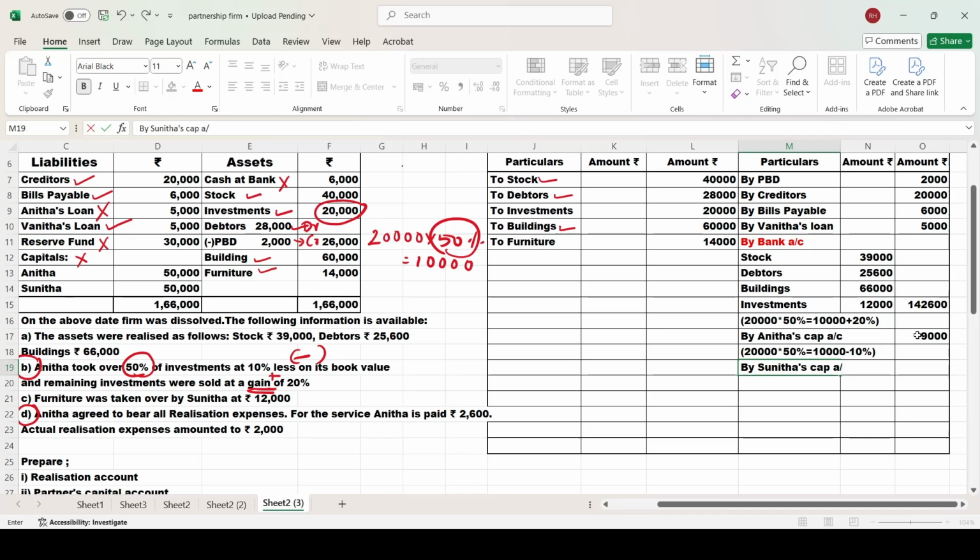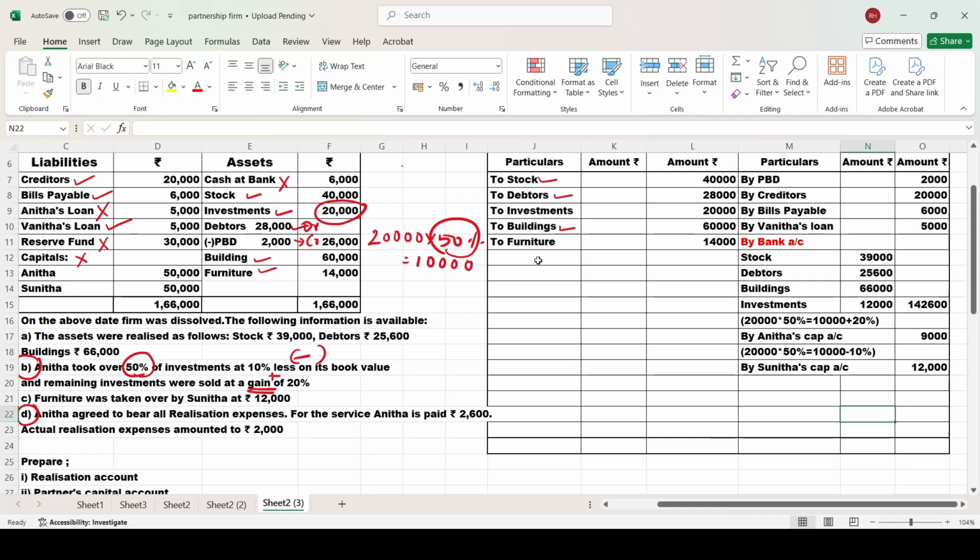Sunita's capital account. Furniture was taken over by Sunita at 12,000. So, we will directly take 12,000 over here. Hope you people understood all this adjustment. Yes, very important adjustment is investment. I hope you people understood this.